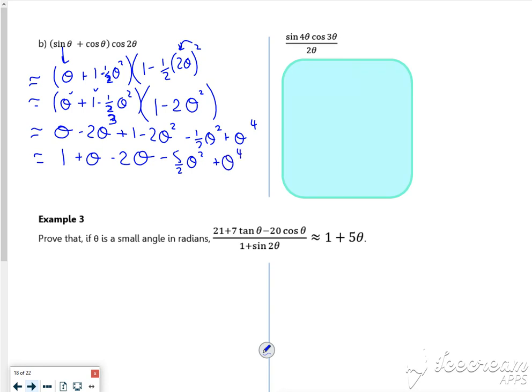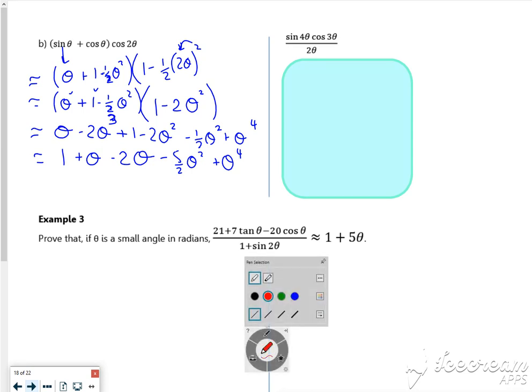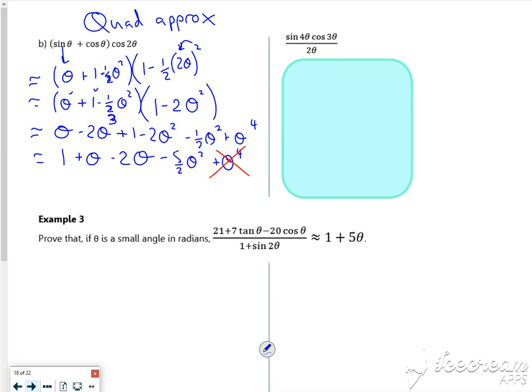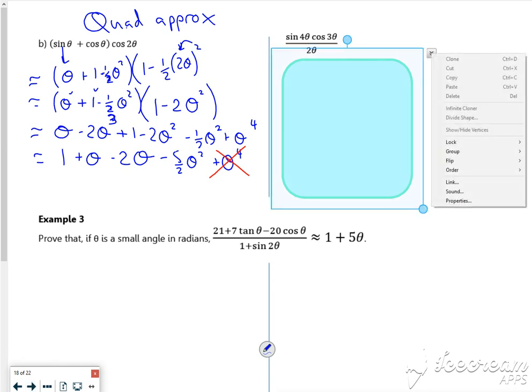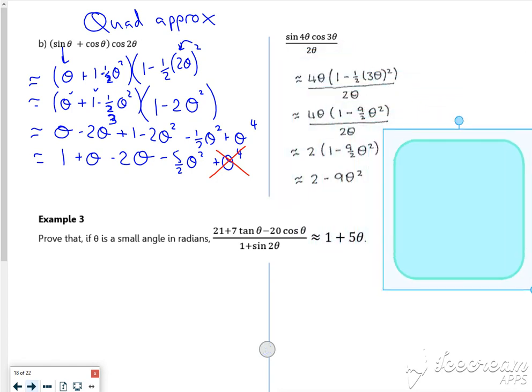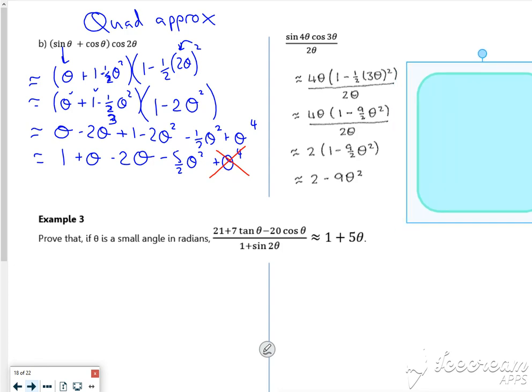Now, they'll only ask you, or they tend to only ask you for, a quadratic approximation. So we're not fussed about that. So we just kind of want up to the quadratic term, quadratic approximation. So there's one there for you to have a go at. Well, I'll delete it. So if I move it, there we go.